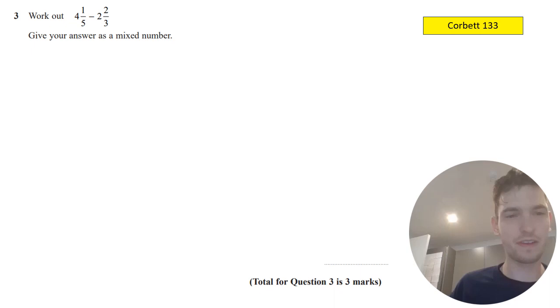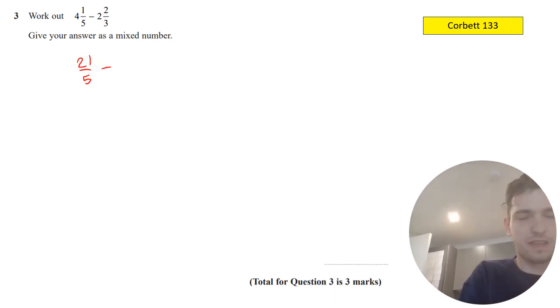Okay, question 3, hopefully another easy question. We do lots of practice in this in Do Nows, but again, if you need to practice this, I put the Corbett reference number in. So first, changing these numbers into improper fractions. So 4 times 5 is 20, add the 1 is 21. And then 2 times 3 is 6, add the 2 is 8.